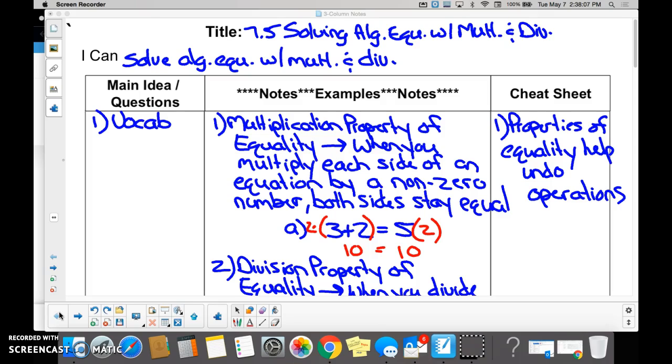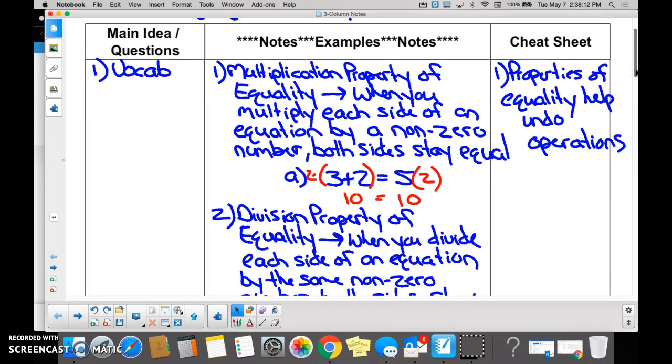What you do to one side of the equation, you do to the other. So if I am multiplying the right side of 3 plus 2 equals 5 by 2, I can do the same thing to the left side, right? Yes. I think I got my side straight up.